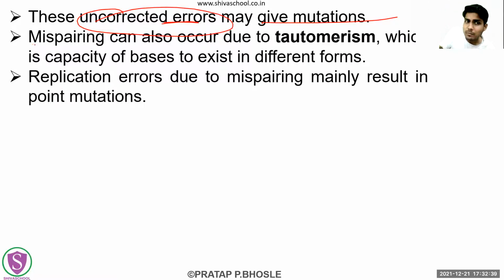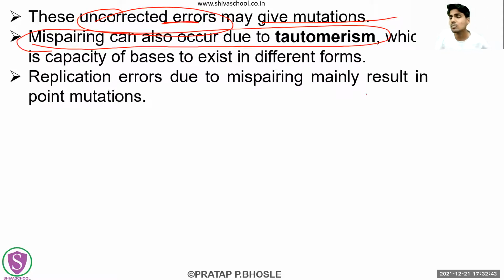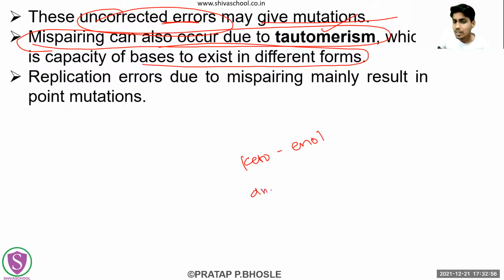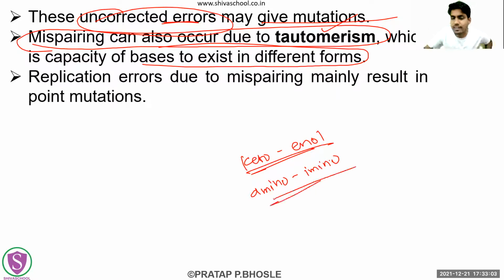Not only that, but mispairing of nucleotides can also occur because of tautomerism. Now, what is tautomerism? Tautomerism is nothing but the capacity of these bases to exist in different forms. See, tautomerism is keto-enol form, amino and imino forms, right? Actually, we are going to see this tautomerism in the next 4 or 5 slides. So there we will understand what keto-enol tautomerism is, or what imino tautomerism is.